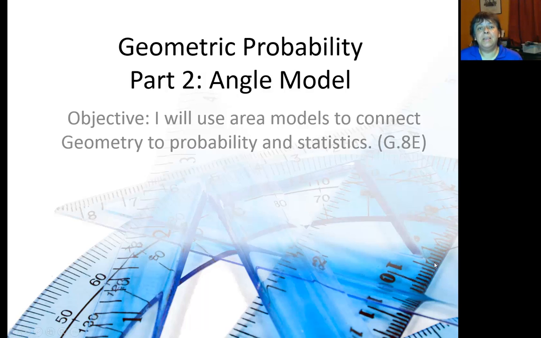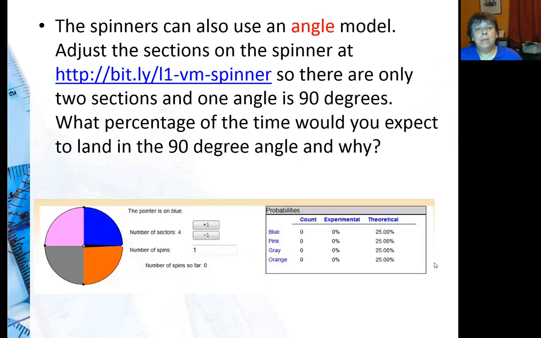Now we're going to extend the area model and look at a model using just angles. So spinners can also use an angle model. I don't have to do area. I can measure how many degrees. And I have this neat application at Shodor that you can try out.